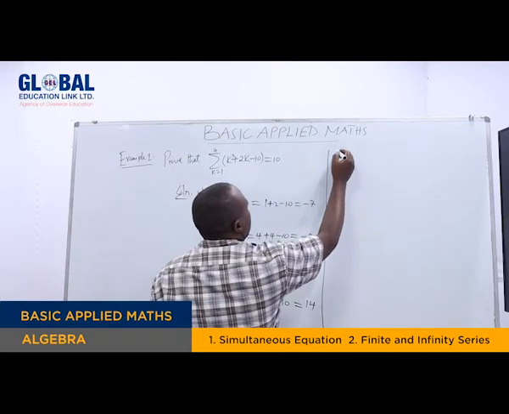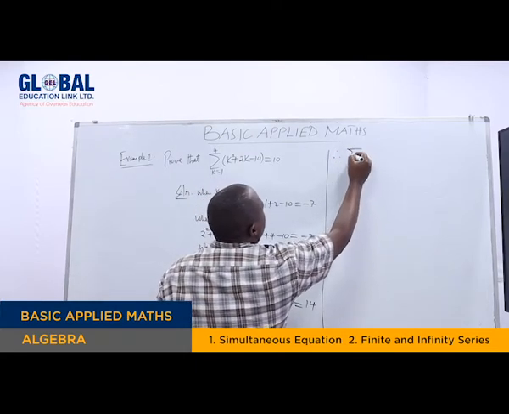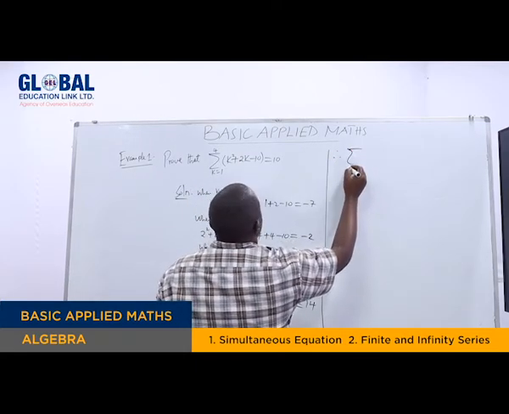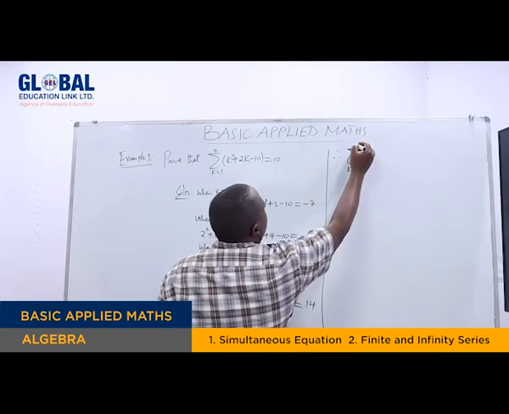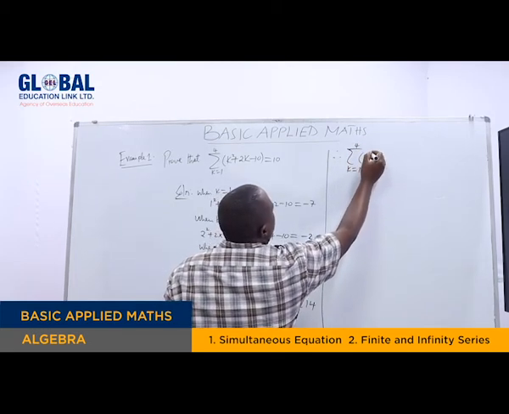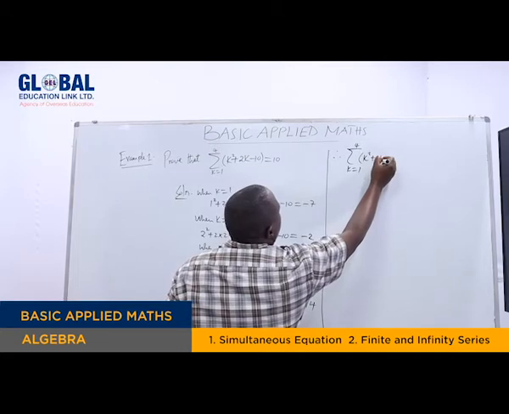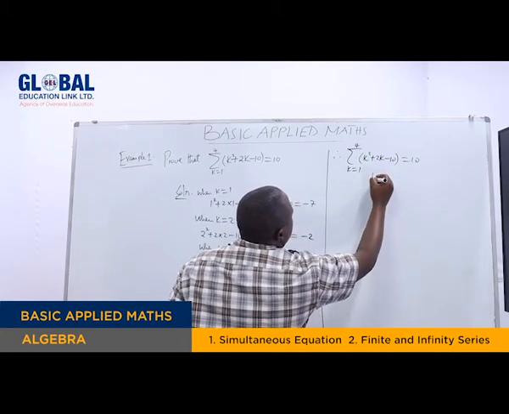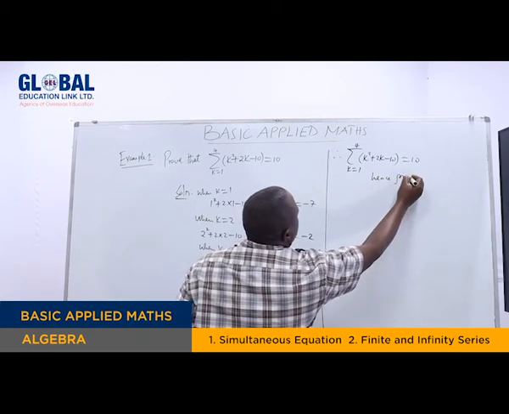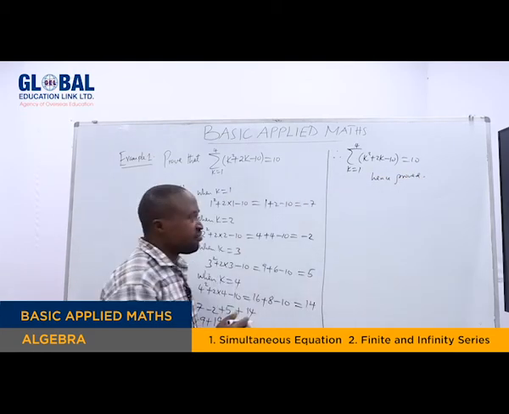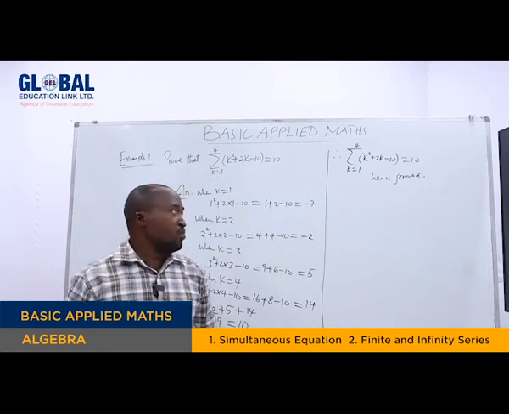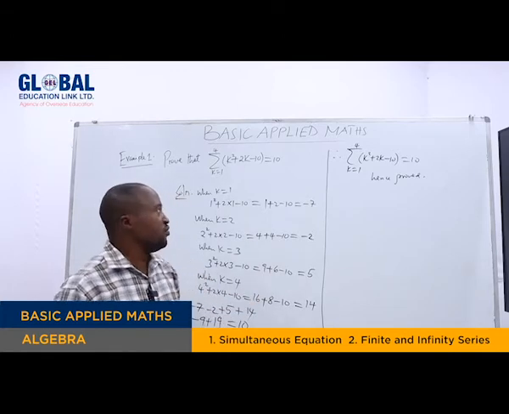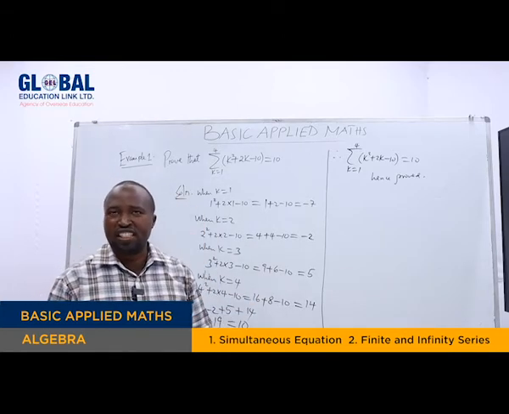So we say the summation of, when k is equal to 1 to 4, k squared plus 2k minus 10 is equal to 10. That is hence proved. Now, my dear students, let us proceed with the second example concerning sigma notation.